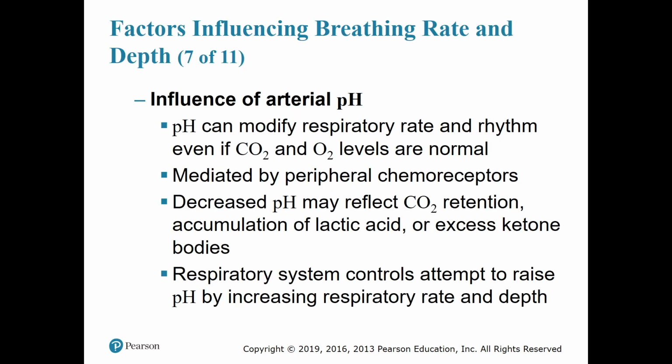Influence of arterial pH. So pH can modify the respiratory rate and rhythm even if CO2 and O2 levels are normal. It's mediated by the peripheral chemoreceptors. Decreased pH may reflect CO2 retention, accumulation of lactic acid, or also excess ketone bodies, which occur, let's say, during starvation or inadequate carbohydrate intake. The respiratory system controls attempt to raise the pH by increasing the respiratory rate and depth.